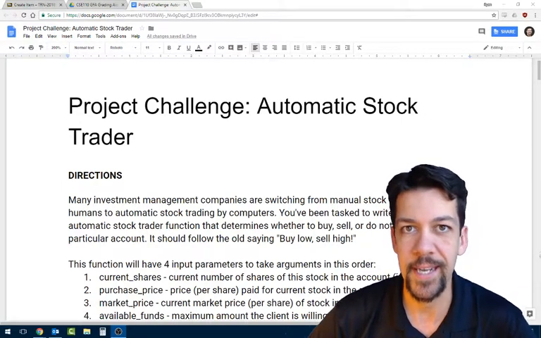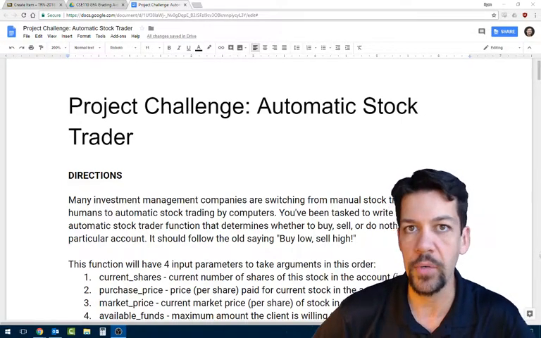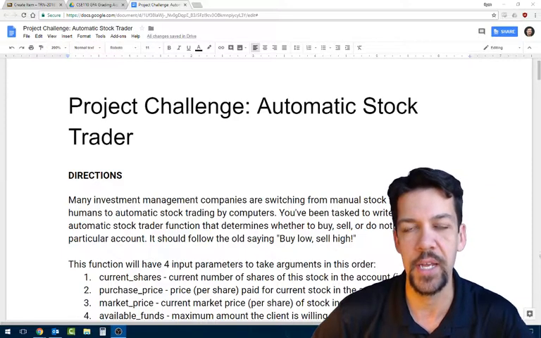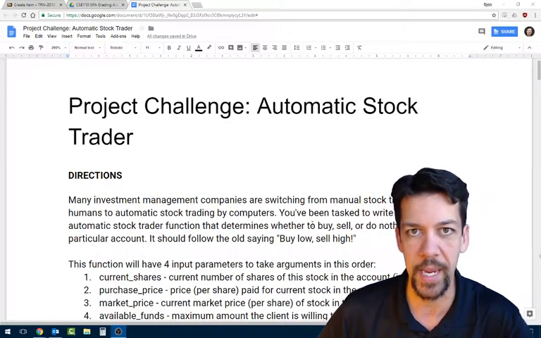The Automatic Stock Trader Project Challenge is focused on getting students to exercise their knowledge of functions, taking parameters, using decisions, and then returning a value. In this case, they're returning a string that is based off of the information that is passed into the function.